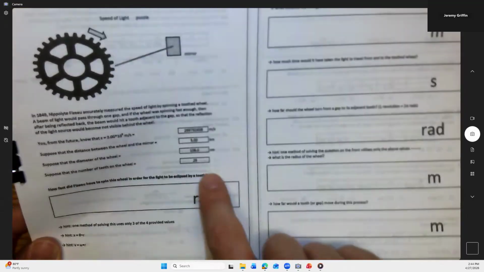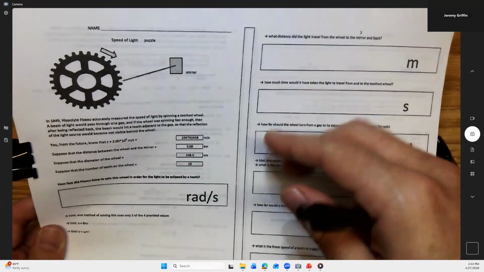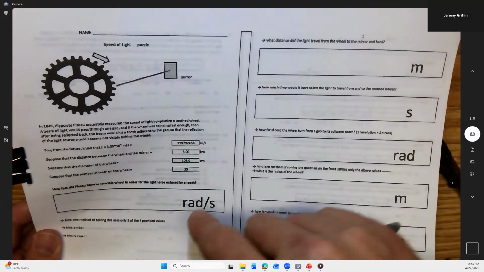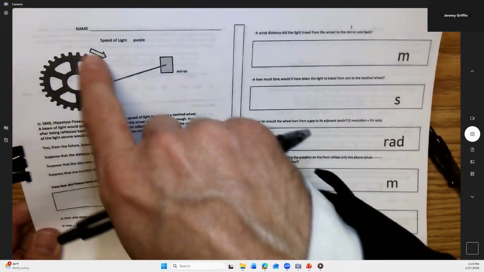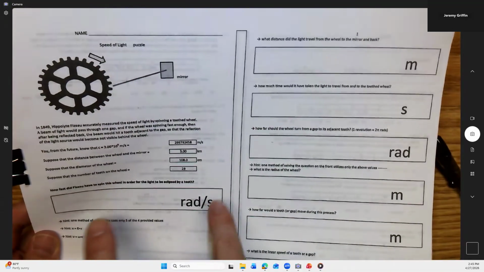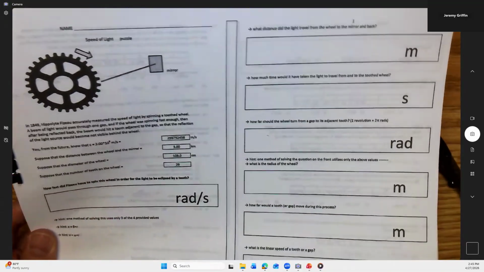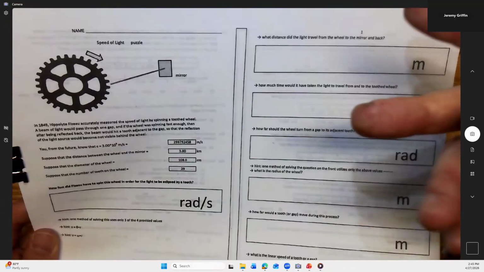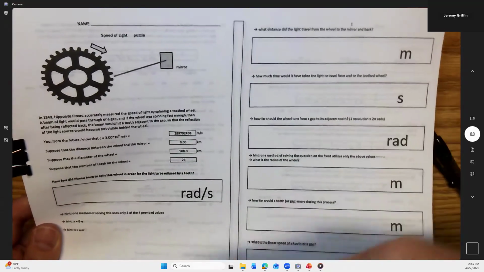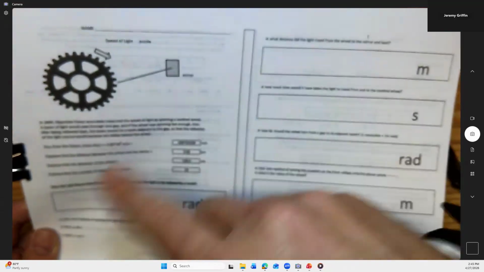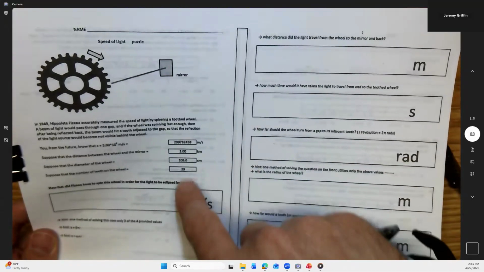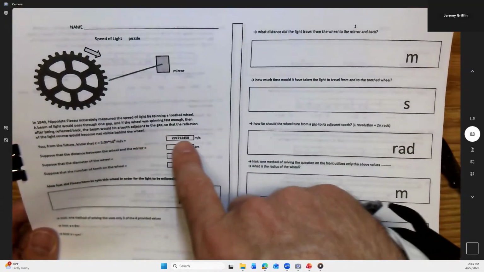Now, there are different versions of this paper, so everybody's has slightly different setups. But let's say that I tell you what the speed of light is, and my question is how fast do you have to rotate the wheel? That's the actual question on this paper. Now, of course, back in 1849, it was the exact reverse. They were trying to find the speed of light, and they would naturally speed up the wheel until everything aligned. But you guys did the opposite. So I'm giving you the speed of light right here.